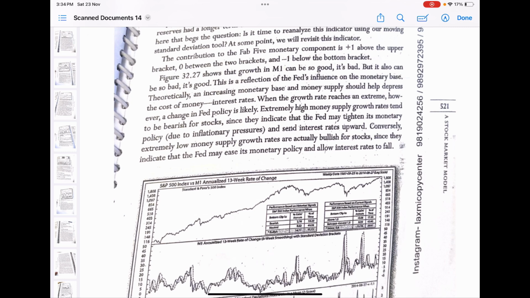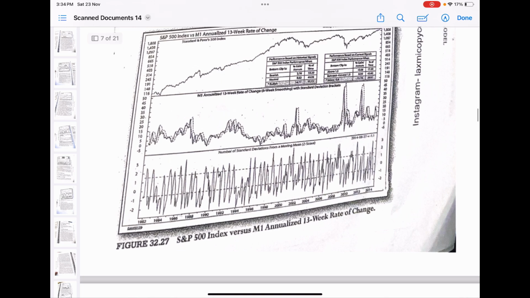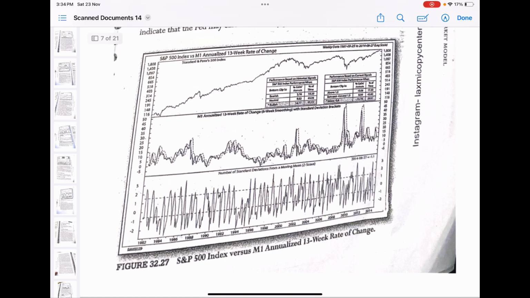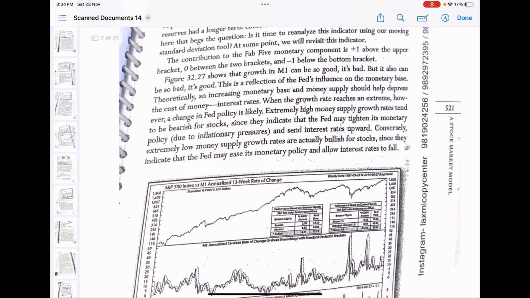The contribution to the Fab 5 monetary component is plus 1 above the upper bracket, 0 between the two brackets, and minus 1 below the bottom bracket. Okay, this is the Z score. So, whenever the Z score is above the upper bracket, you give it a plus 1, and whenever it is between the brackets, you give it a 0, and whenever it is below the bottom bracket, you give it a minus 1.